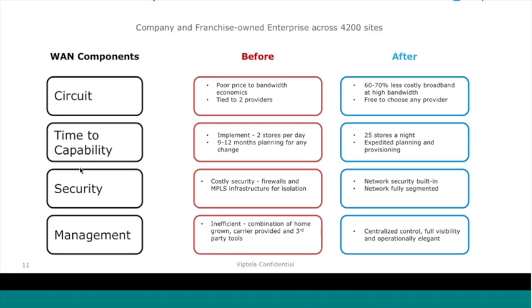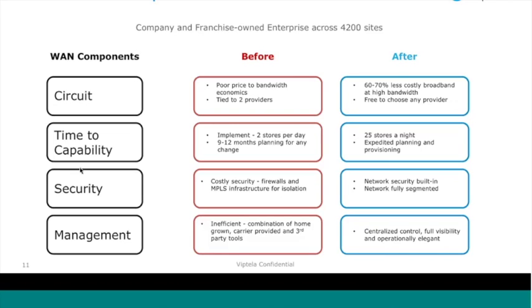When we look at an implementation for them, it took about 9 to 12 months to plan, and then they can only do 2 stores per day. And when you look at 4,200 sites, that's a lot of stores. If you can only do 2 stores per day, that really takes you a long time to get there.